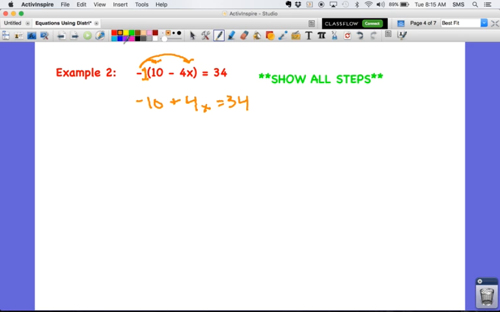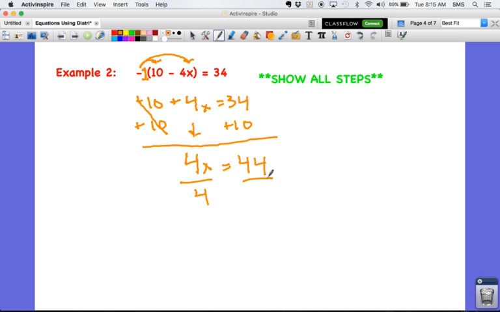Now we do the opposites to cancel things out and get the x by itself. In order to get rid of this constant of negative 10, I'm going to add 10, because negative 10 plus 10 is 0, so it cancels, and I have to do it to both sides of the equal sign. I'm going to bring down this 4x because this hasn't changed. 34 plus 10 is 44. 4 times x, I need to divide by 4 because this is multiplication, so I need to do the opposite by dividing. Divided by 4, x equals 11.